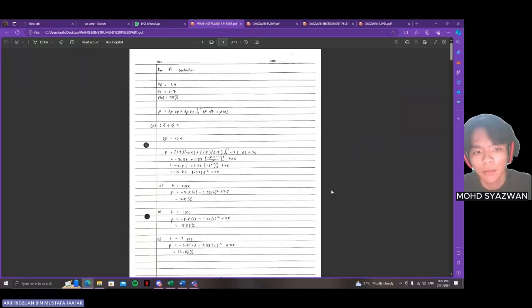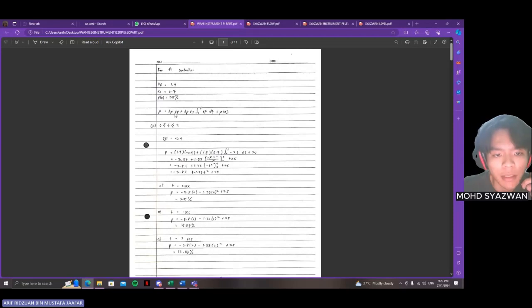Hi. My name is Syazwan bin Saleh, and my matric number is B08211103, and I will explain about a PI controller. For the first section, I will use KP is 1.9, KI 0.7, and P0 equal to 25%. The formula is P equals KP EP plus KP KI integral of EP dt plus P0.